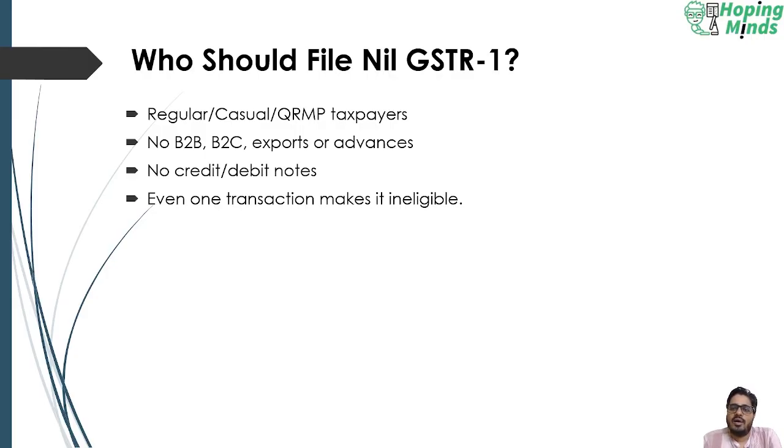So, in case of nil GSTR-1 return, there will be no B2B transactions, no B2C transactions, export transactions, advance transactions, debit notes, credit notes, or any other transactions that are required to be disclosed in GSTR-1. But still, there will be a requirement to file GSTR-1 nil return. So even a single transaction during the reporting period makes nil filing of GSTR-1 ineligible. That is, in such a case, GSTR-1 shall be filed with the disclosure of the transactions for the reporting period.